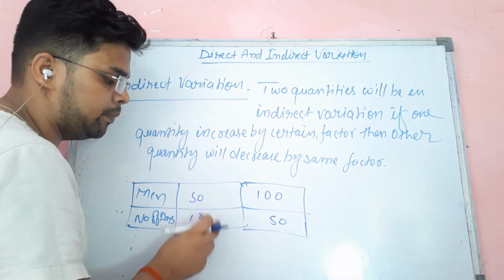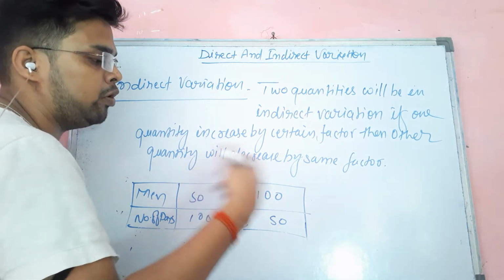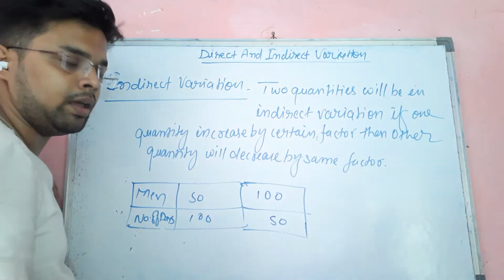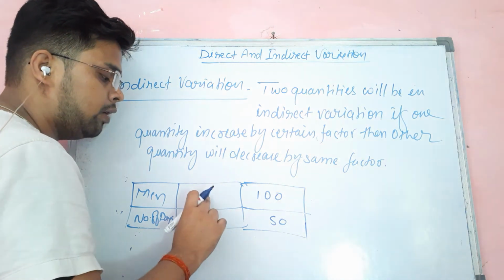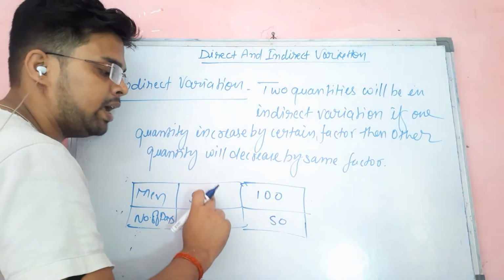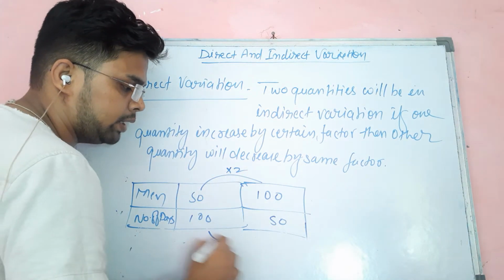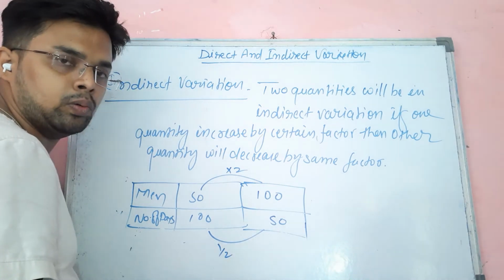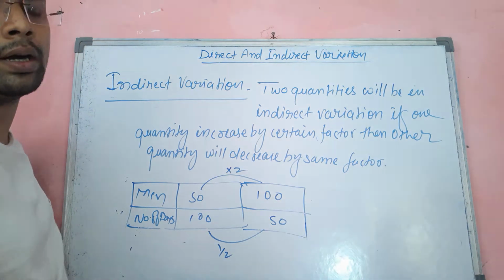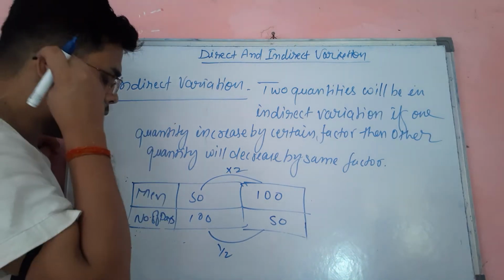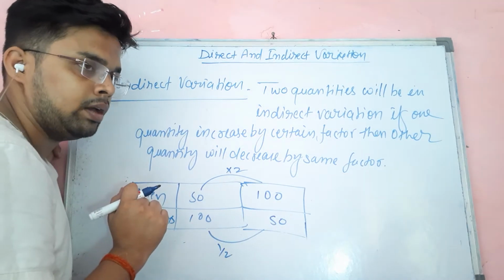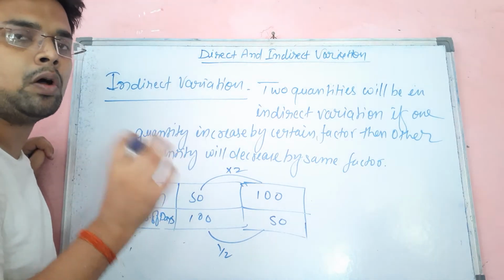So initially it was completed in 100 days. When I add more men to the wall, the work will be done in less time. Now it will be completed in 50 days. So here, children, you can see that when I increase one quantity, the other quantity decreases. When I increase the quantity by 2 times, the other quantity decreases by half. Understood? So this is the example of indirect variation.